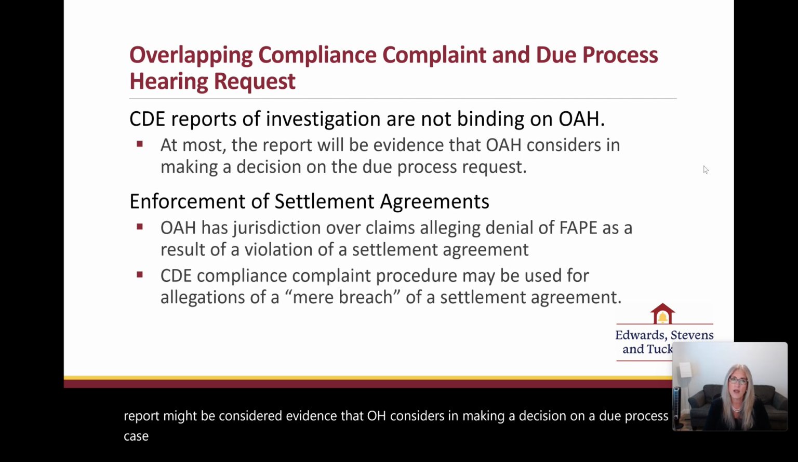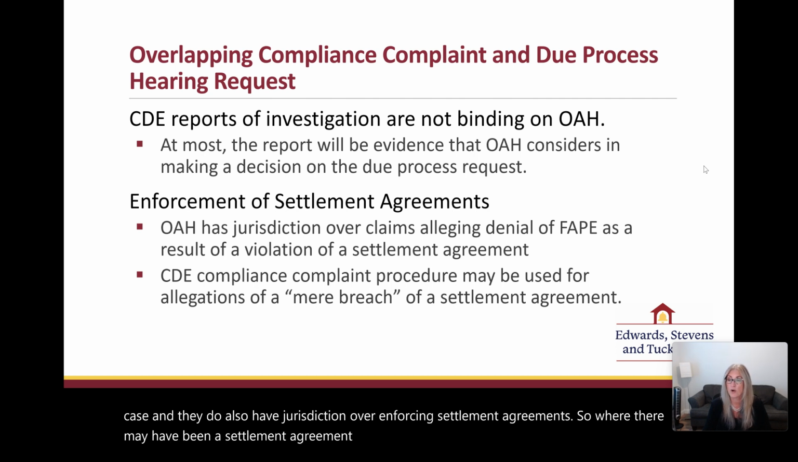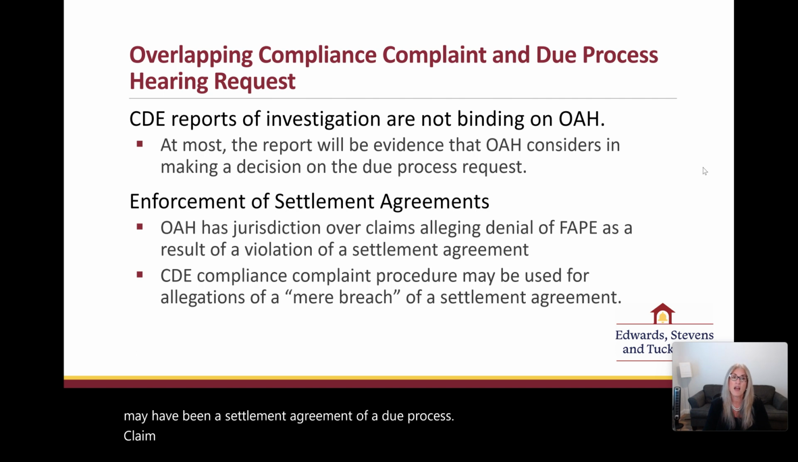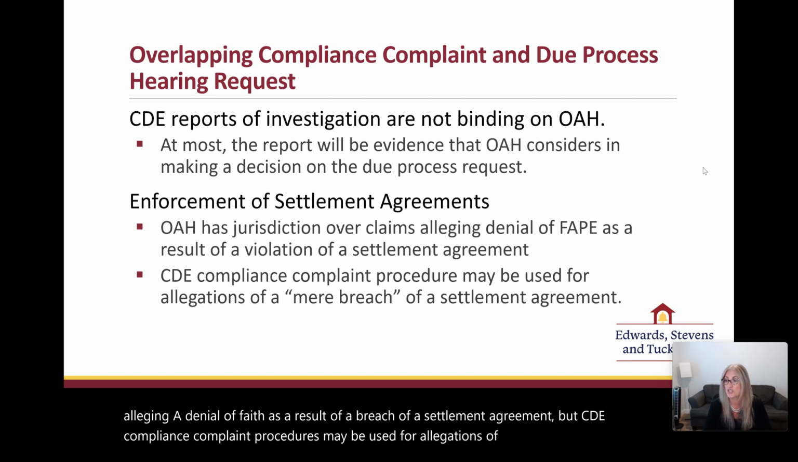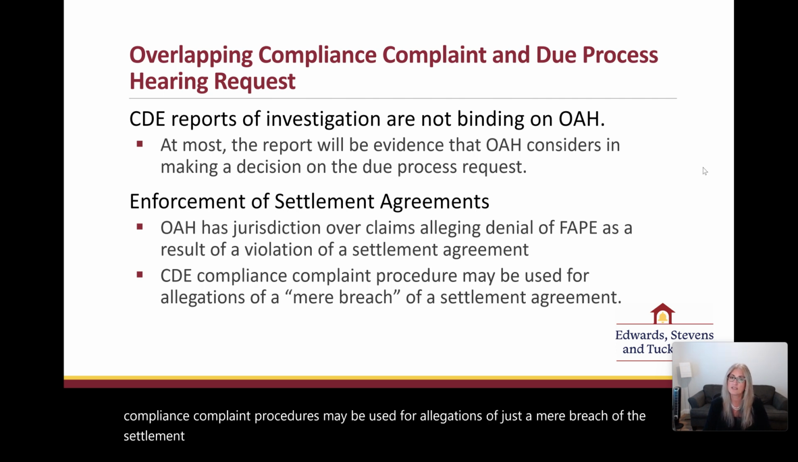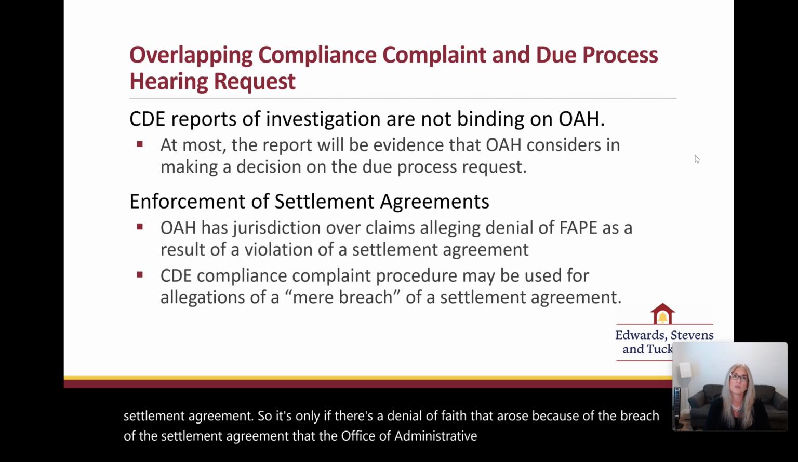And they do also have jurisdiction over enforcing settlement agreements. So where there may have been a settlement agreement of a due process claim previously, the Office of Administrative Hearings only has jurisdiction over those claims alleging a denial of FAPE as a result of a breach of a settlement agreement. But CDE compliance complaint procedures may be used for allegations of just a mere breach of the settlement agreement. So it's only if there's a denial of FAPE that arose because of the breach of the settlement agreement that the Office of Administrative Hearings will take a look at that.